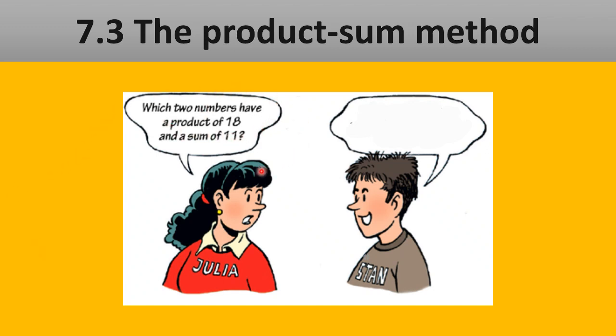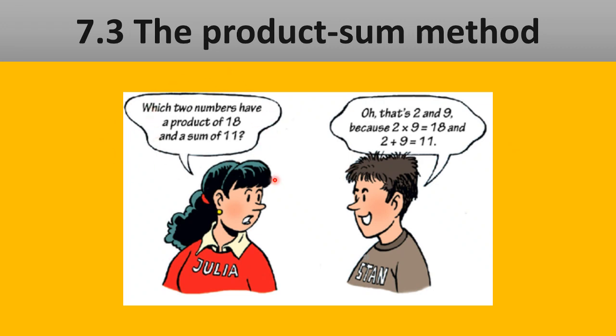Which two numbers have a product of 18 and a sum of 11? Think about this for a moment. Some of you will find this very quickly, some of you will need a bit more time. If you do this correctly, there is only one answer that you can give here. The numbers are going to be 2 and 9, because 2 times 9 is 18 and 2 plus 9 is 11. It's going to be important to think about riddles like this.